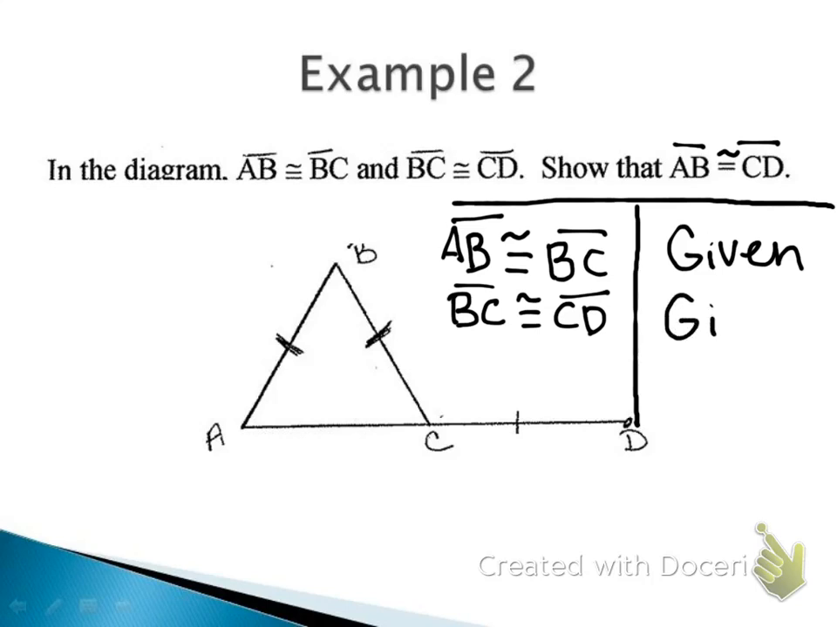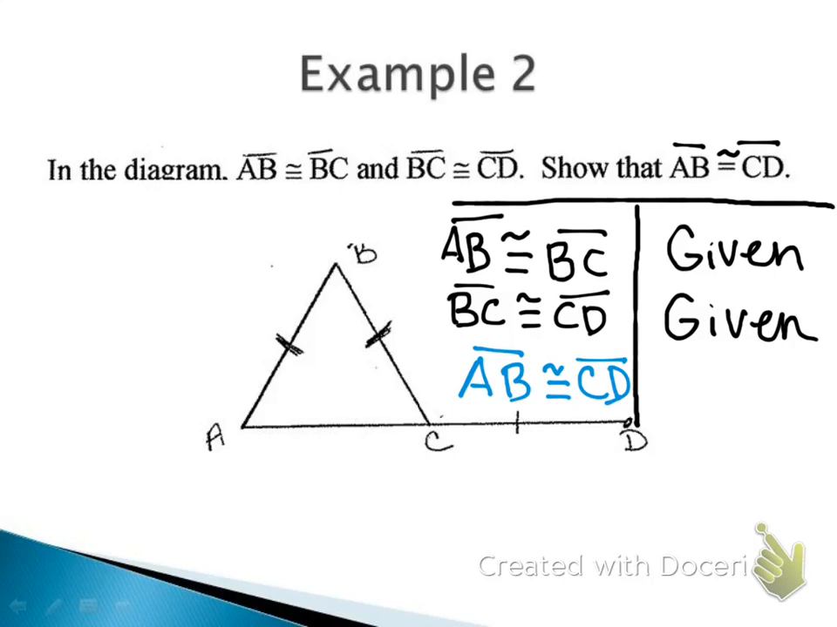It was also given to me in the problem. Now, I am trying to prove that AB is congruent to CD. Now, sometimes you'll have extra steps. You can't go straight from what they gave you to the end. You got to prove some stuff in the middle.